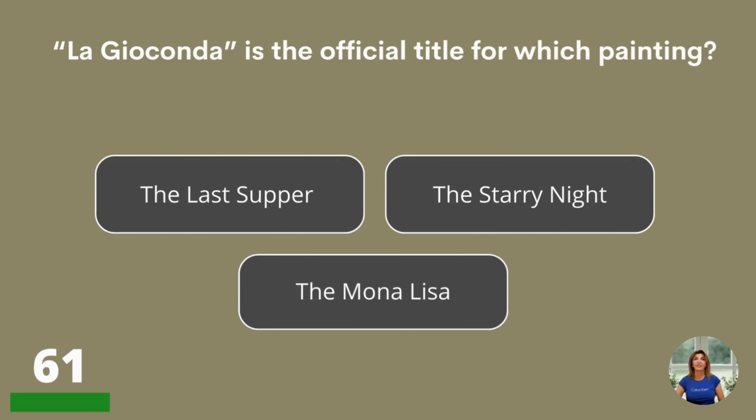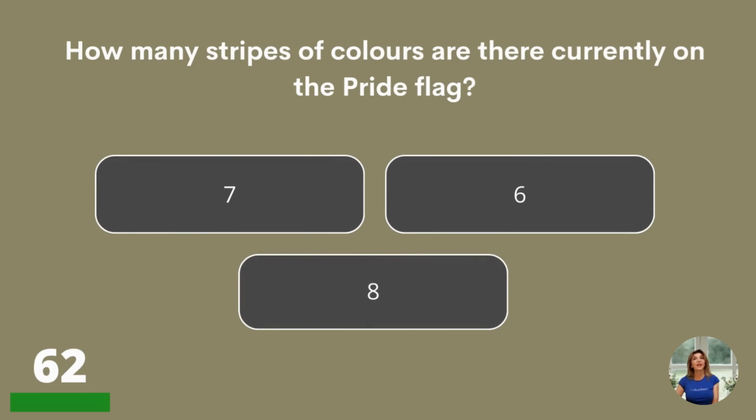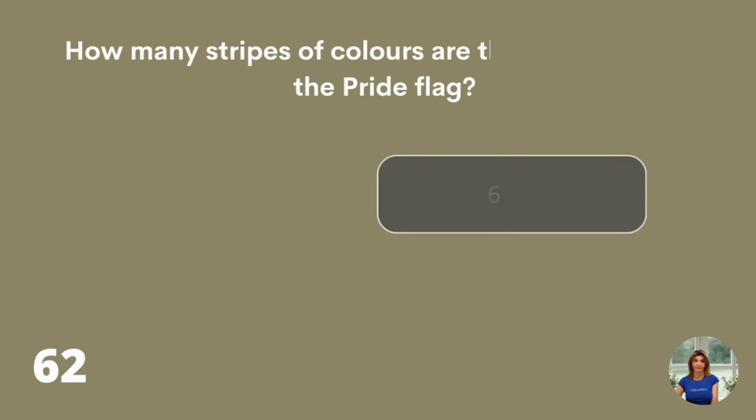La Gioconda is the official title for which painting? The Last Supper, The Starry Night, or the Mona Lisa? The Mona Lisa. How many stripes of colors are there currently on the Pride flag? 7, 6, or 8? Six.